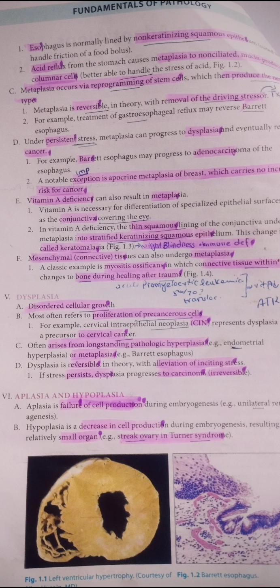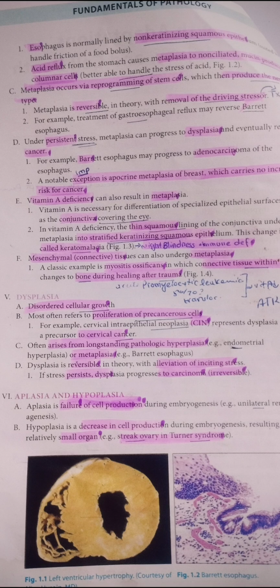Next type is dysplasia. Dysplasia is basically disordered cellular growth. It most often refers to the proliferation of precancerous cells, for example cervical intraepithelial neoplasia of the cervix, and it can cause cancer, arising from long-standing pathological hyperplasia or metaplasia. It is a reversible process: removal of the inciting stress can lead to normal development. If the stress persists for a prolonged period of time, dysplasia can progress to carcinoma, which is irreversible. So dysplasia is both reversible and irreversible. It depends upon how much stress has been applied and how much disordered cellular growth has occurred.